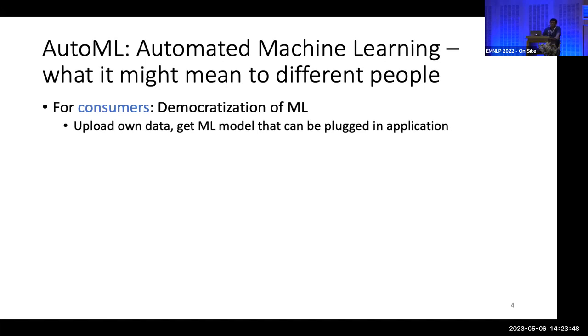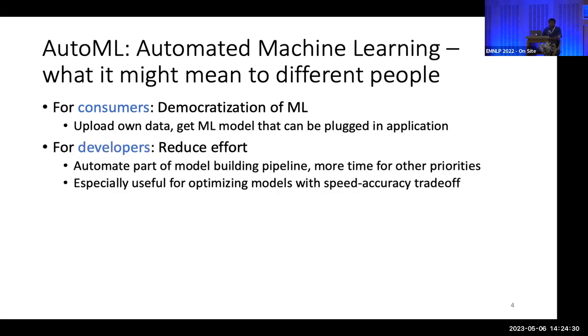So for consumers, AutoML means democratization of ML, right? And a lot of companies are offering their services with the label AutoML in this sense. So basically, users can upload their own data. Oh, I realized there was some echo. Sorry about that. So users can upload their own data, and then the service will train a model with the right hyperparameters, and then give you back the best possible model, right? So that's one kind of AutoML, basically making it easy for anyone who's not an expert in machine learning to build their systems.